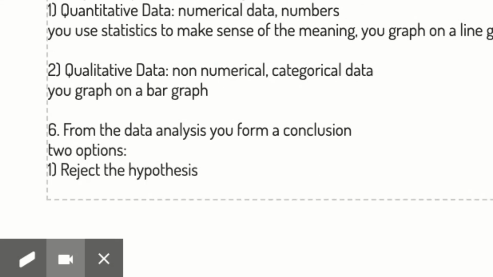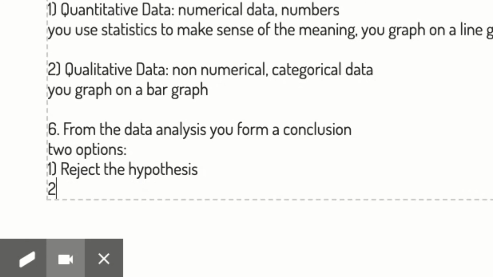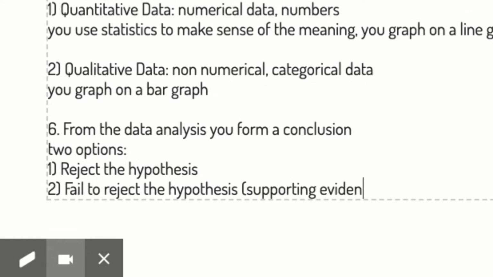So what that means is you have this hypothesis that pruning means more tomatoes than non-pruning. And if that's not what you get, then you reject the hypothesis. You say, I do not have data to support this. And the second option that you can do is you can fail to reject the hypothesis. Okay, and this means that you do have supporting evidence. So this means there is supporting evidence.